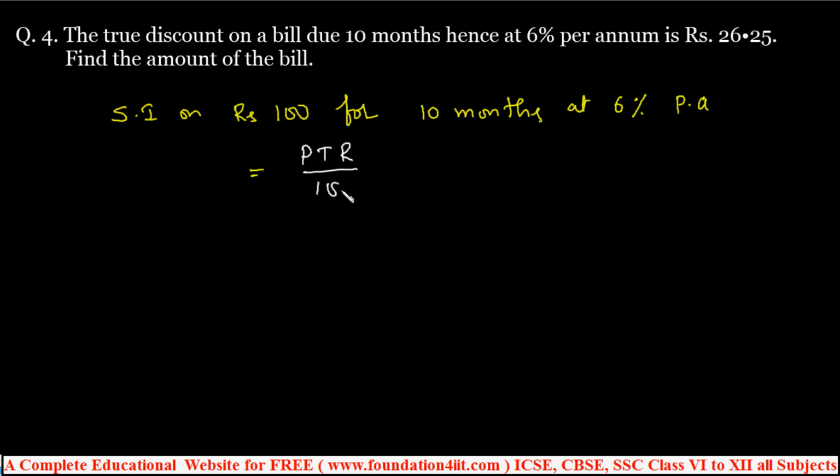PTR by 100 is the simple interest. Calculate: the principal amount I took is 100, the time is 10 months, that is 10 by 12 years, and the rate of interest is 6 by 100.